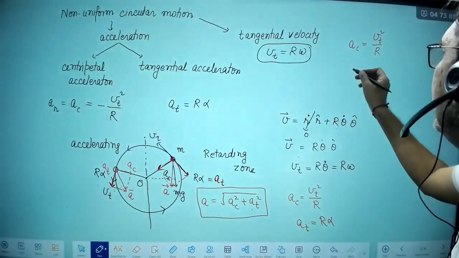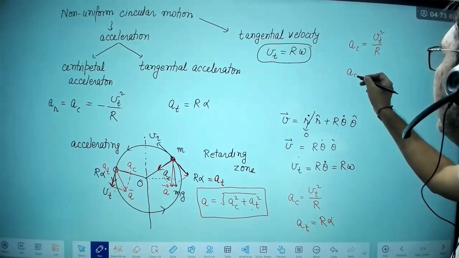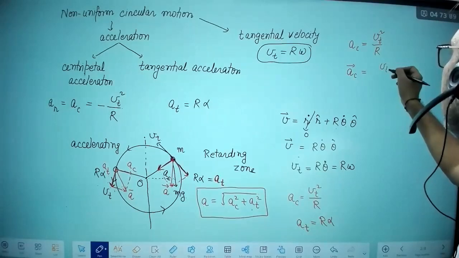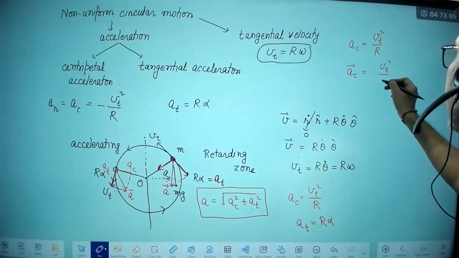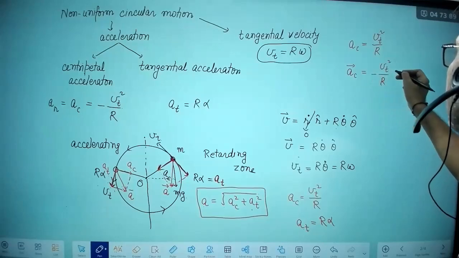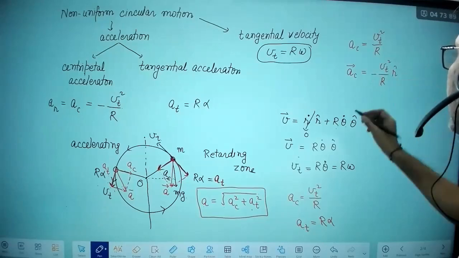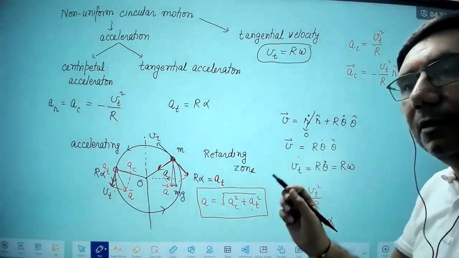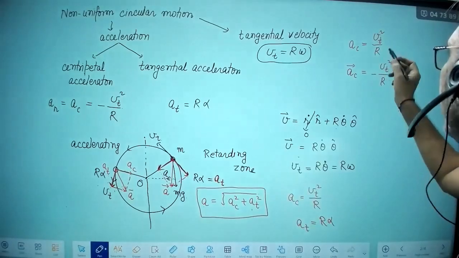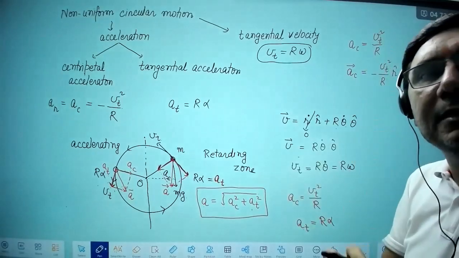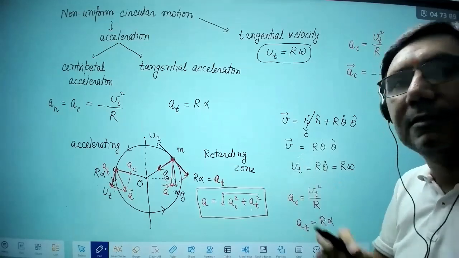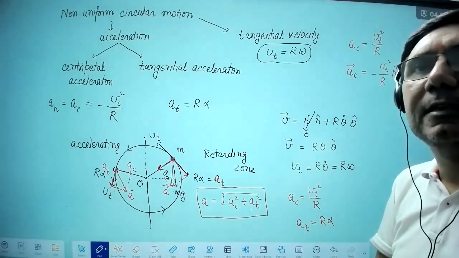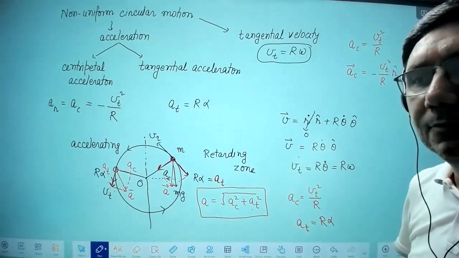But if you also want to consider its direction, what will its direction be? Its direction will actually be minus r cap. So I am writing minus here, and this will be r cap. If you want to write in terms of vector form, then it will be inward. Even if you are writing it, you should keep in mind that this a_c is always acting toward the center, whether you use a negative sign or not. It should be very clear that it is always acting toward the center.